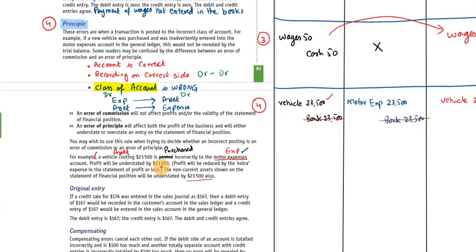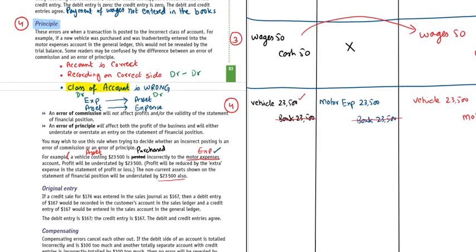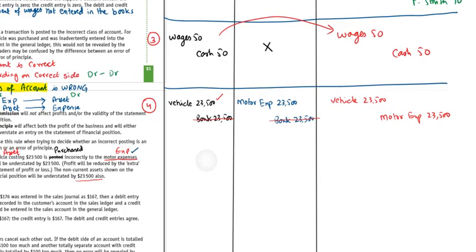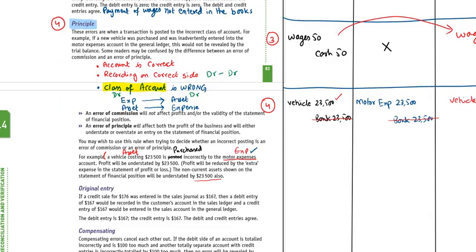Profit will be understated by 23,500. Profit will be reduced by the extra expense in the statement of profit and loss account. So if we decrease this expense, then automatically our profit will increase. Okay. So this is the error of principle.